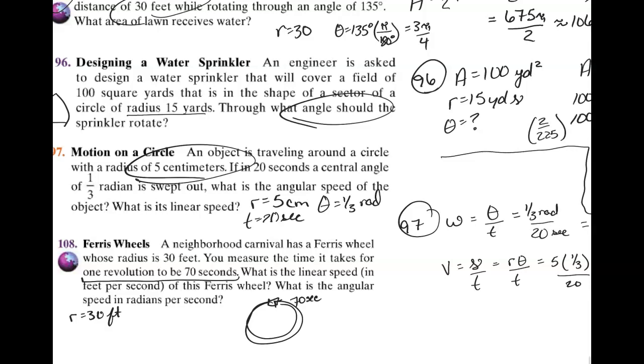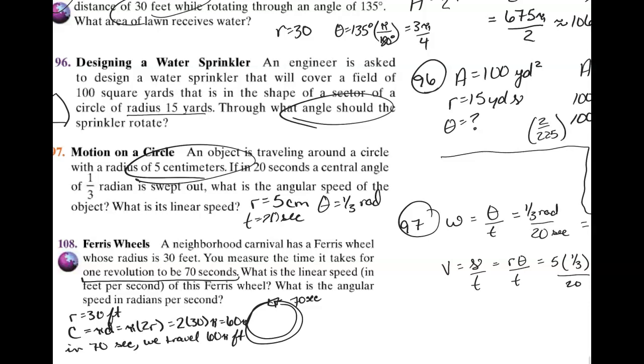So we're traveling the entire circle, which is arc length, but it's also circumference in this case, right? So what is our circumference? Circumference equals pi times diameter, which is pi times 2 times the radius. Radius is 30. So in 70 seconds, we travel 60 pi feet.